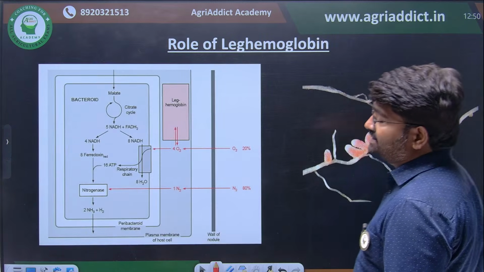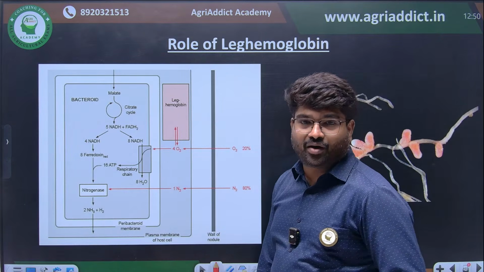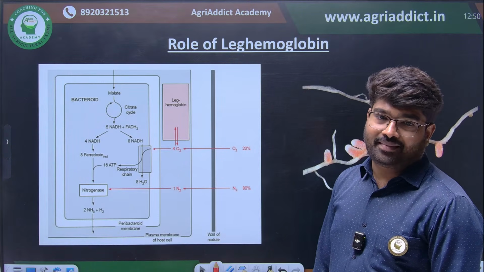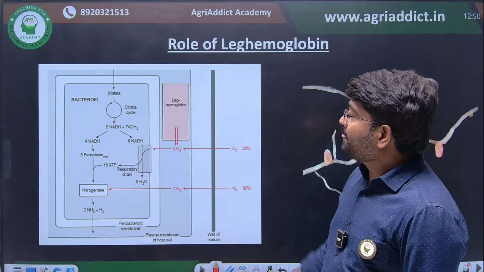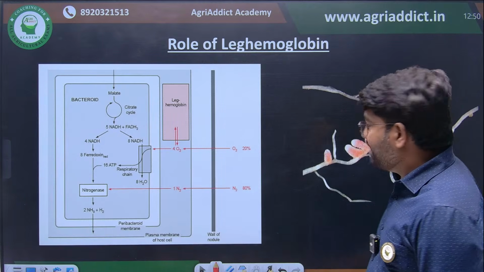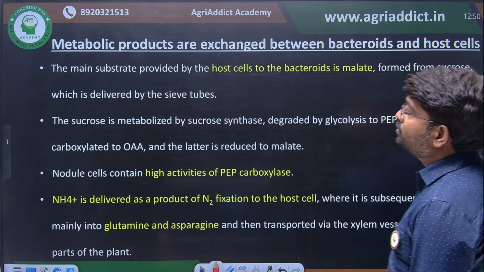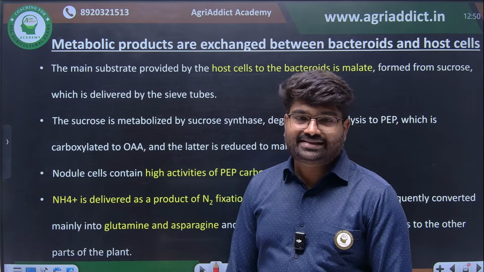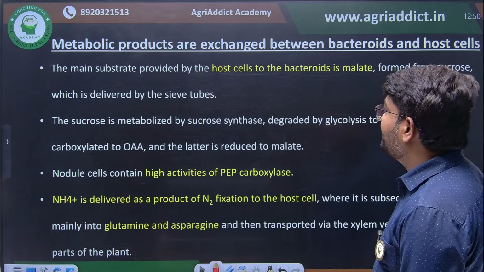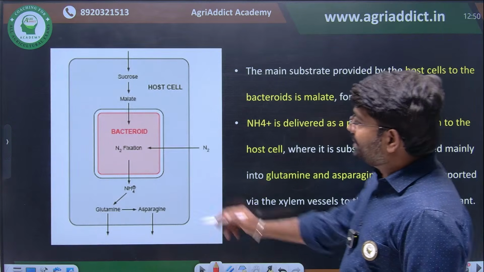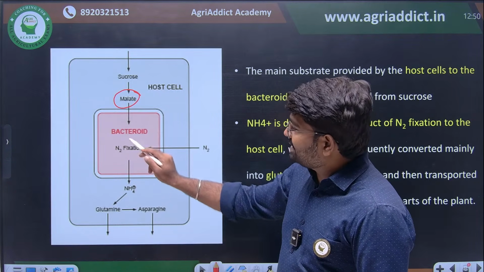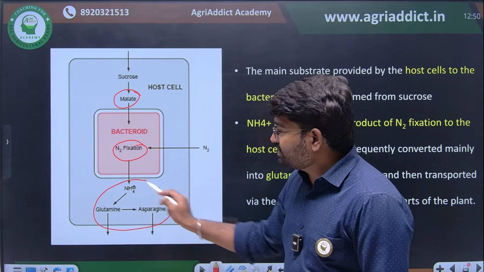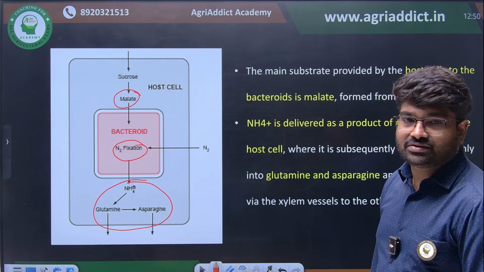The nitrogen will be given to the plants in the form of an ammoniacal source, particularly amines: glutamine, amino acids will be given. The bacteria will take the carbon source in the form of malate. That is a dicarboxylic acid, malate. That is there in the next slide. The bacteria will take malate as the carbon source. Nitrogen will be fixed here. Glutamine, that means the amide form of nitrogen, will be given to the plants.